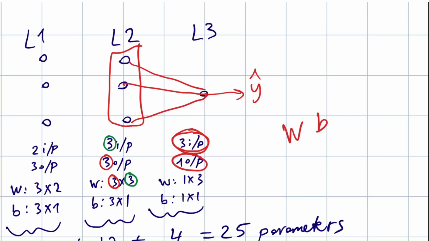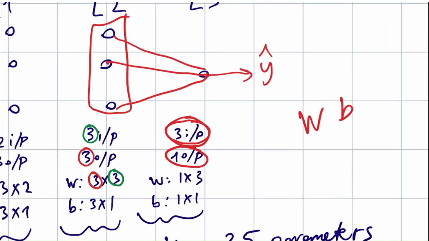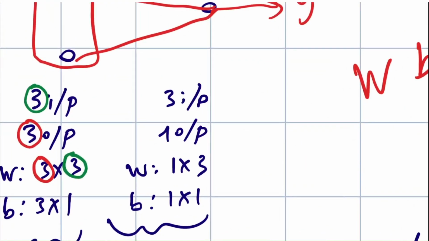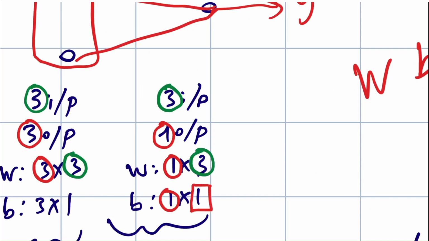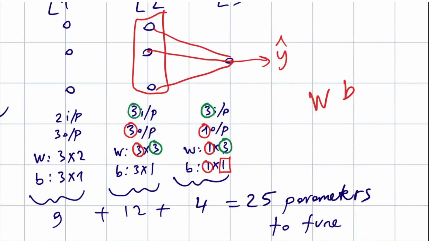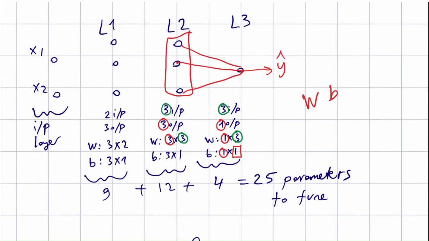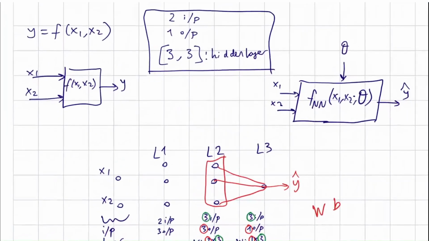Let's write down the dimensions of our weight and bias matrices. This is called weight and this is called bias. The weight is 1 by 3, and the bias is 1 by 1. The bias is always 1 column.